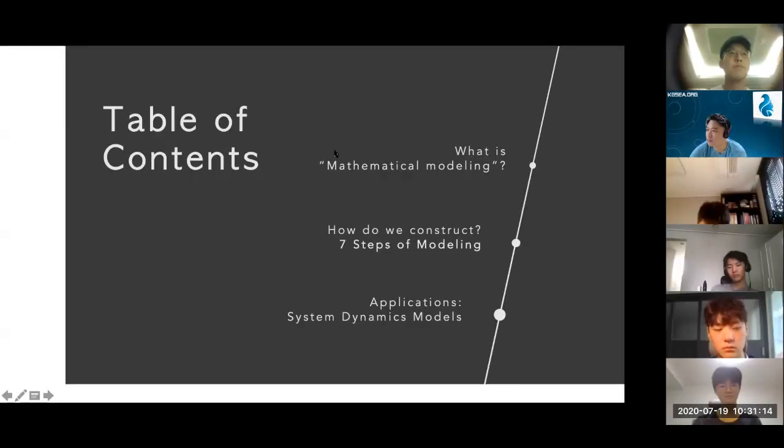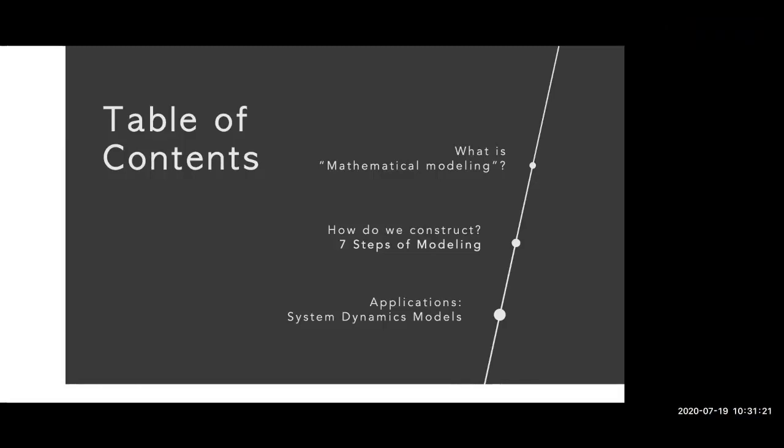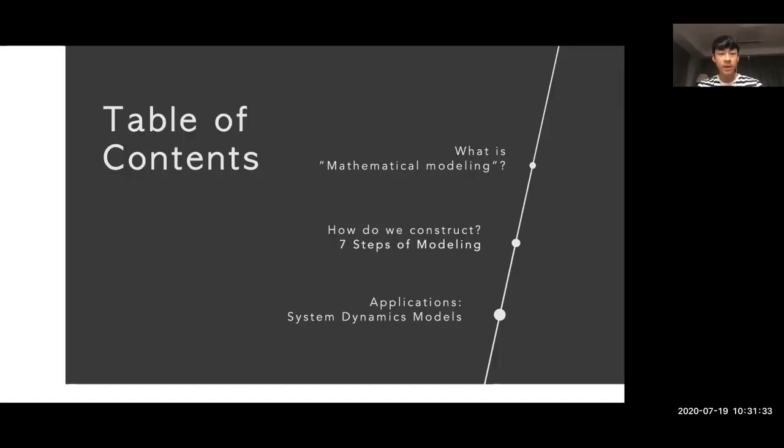So this is what I'm going to present today. First of all, I'm going to give you an intuitive understanding, a basic grasp of what mathematical modeling is, and then I'm going to tell you how we actually construct these upon 7 steps of modeling, and then finally I'm going to give you a short application of something called system dynamics models, tell you about the meaning, and then go through a short run-through of an actual construction of a model.